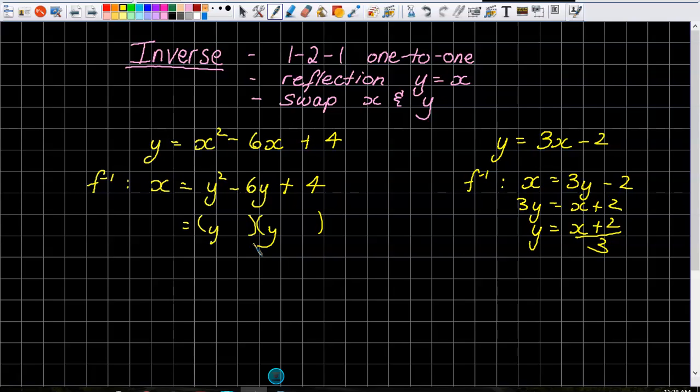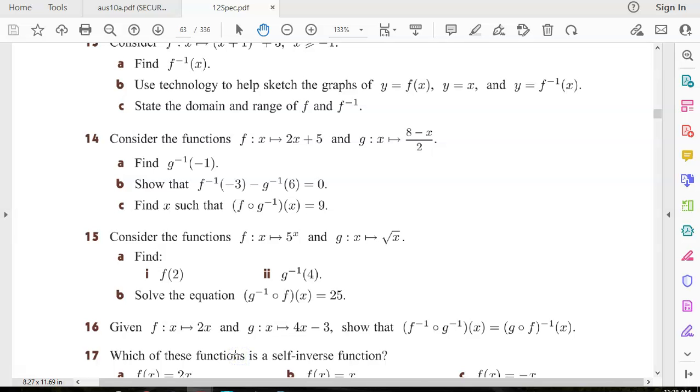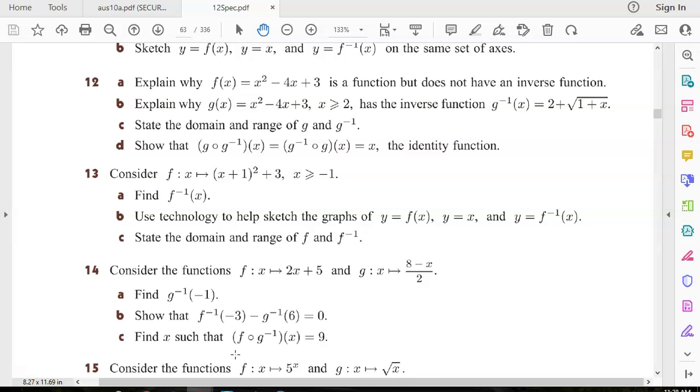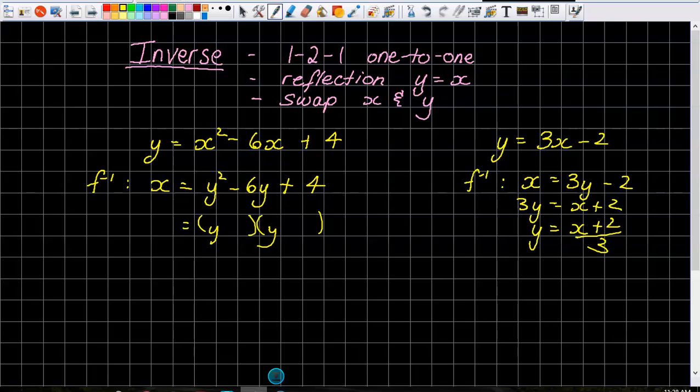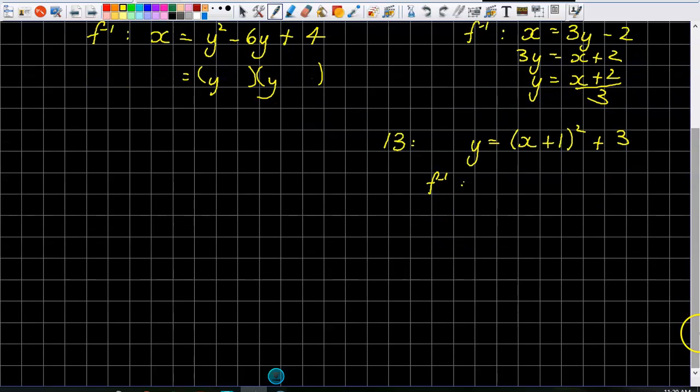So the tip is, no. So some of you might have forgotten. The tip, I would say, is number 13. Because if we look at 13, y equals x plus 1 squared plus 3. So we'll do it over here. So question 13, I've got y equals, and I've forgotten what it was, but we'll make it up. Right, I now go to do my inverse. Okay, so we switch.